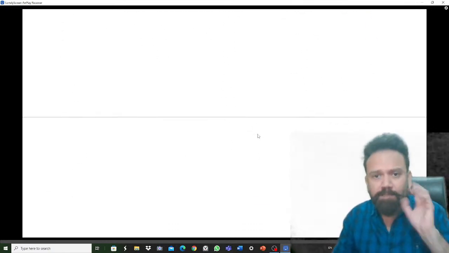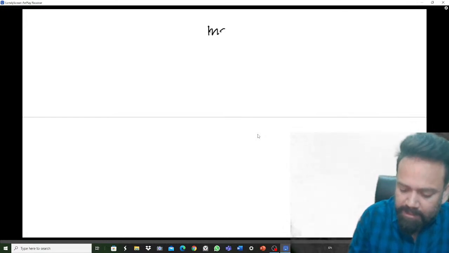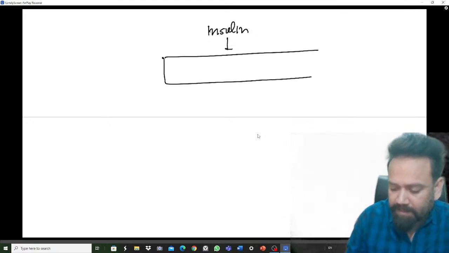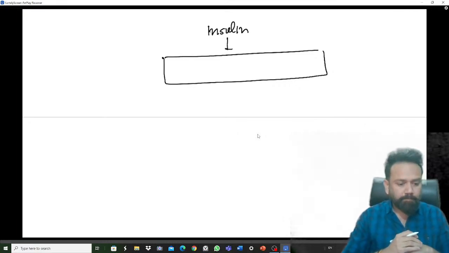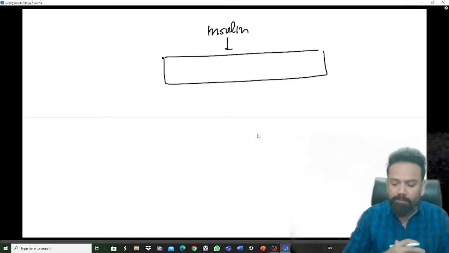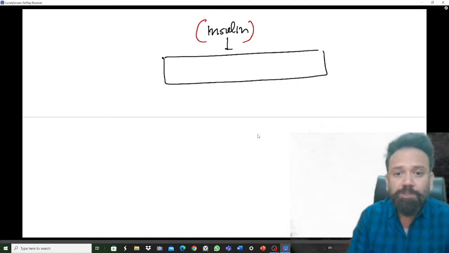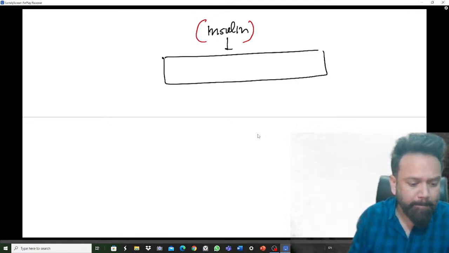Now insulin is released. This insulin acts on which receptor, doctor? What is the name of the receptor on which this insulin acts? What is the name of the receptor on which insulin plus all the growth factors act? Anyone can tell me?